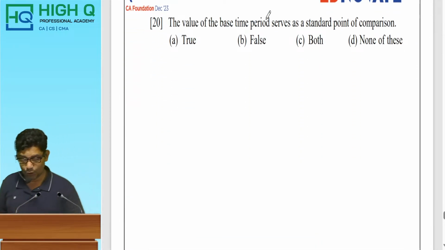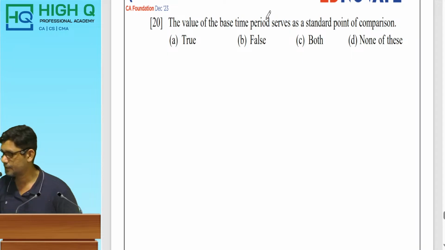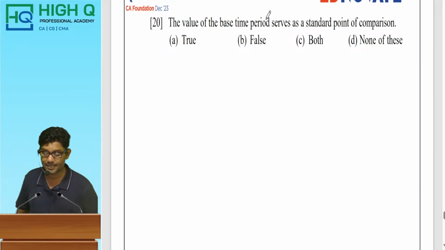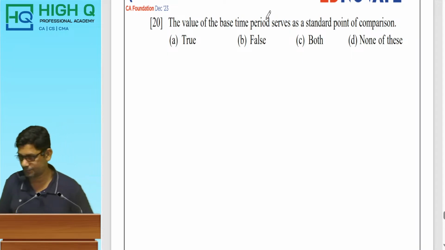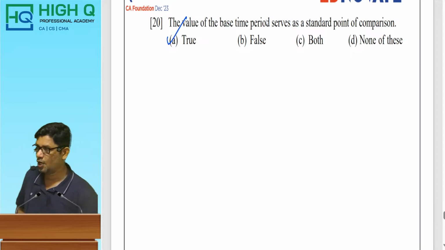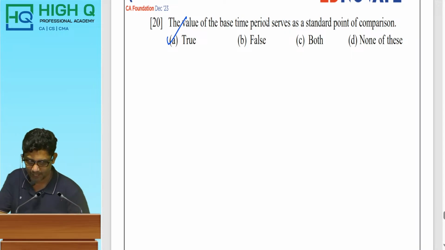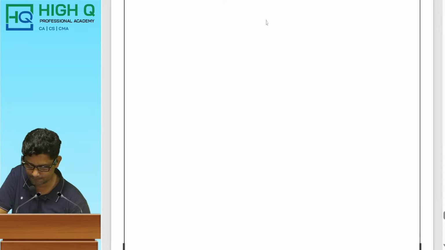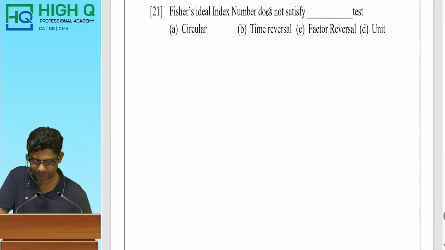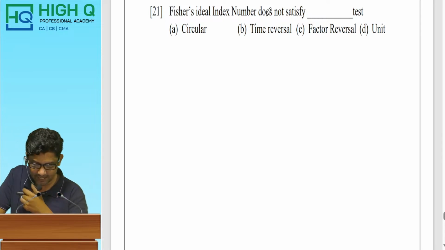Now, the value of the base time period serves as a standard point of comparison. Is it true or false? Actually, it is true. We always compare index numbers with the base year only. So therefore, true is the right answer. See, the same question, how many times it is repeated? Fisher's ideal index number does not satisfy.